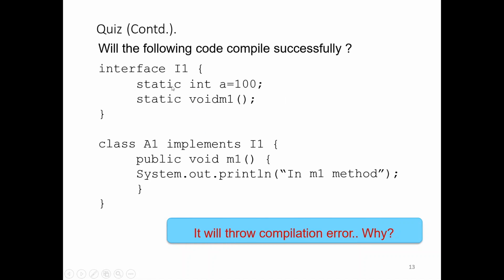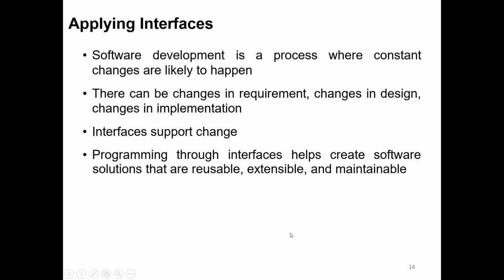And here, what is wrong with that? Here I have a static int a, so this is allowed. What about static void m1? Whenever you declare a method as static, ensure that you are defining the actual logic for the method, because static methods always belong to the class, and static methods should always have method implementations. But if you are declaring it inside an interface, then it should be an abstract method. Static methods cannot be abstract, so you cannot declare a static method inside an interface. That is why you are getting a compile time error.